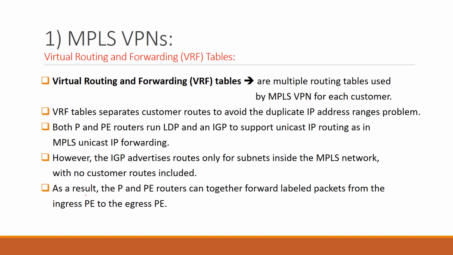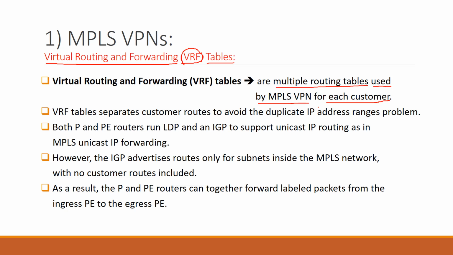So the first thing that we are going to define here that is part of the MPLS VPN mechanism is called virtual routing and forwarding, VRF. Actually, VRF is a routing table. But what is the difference between VRF and the global routing table or the routing information base that the router uses? VRF tables are multiple routing tables, as a definition for the VRF, by the way. VRFs are multiple routing tables used by MPLS VPN for each customer.